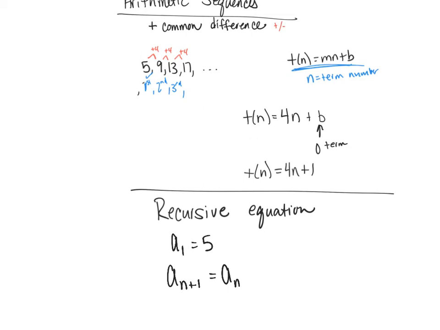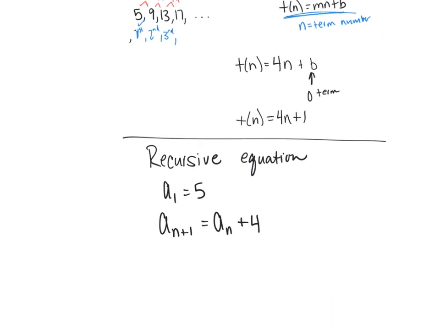So I get to my next term, the n plus 1, by taking my current term and adding 4. So this would tell me I would get to my second term by taking my first term plus 4, and that works. My third term would be my second term plus 4, so it's just showing the relationship between them. In order to list my recursive formula, I need to have both of these pieces of information.